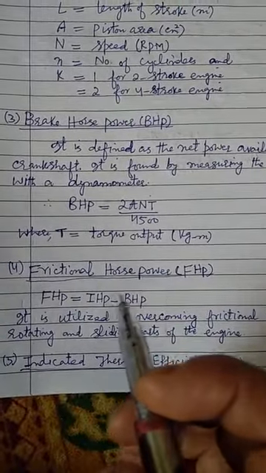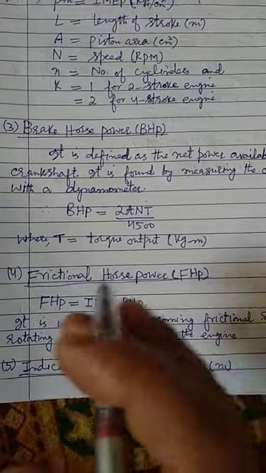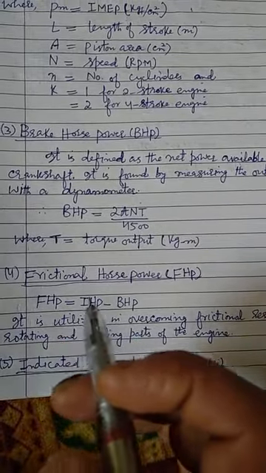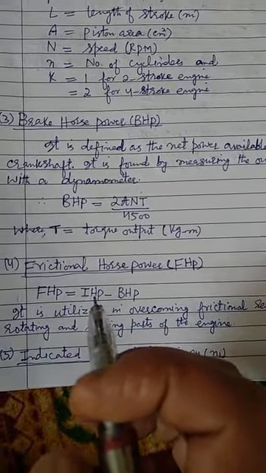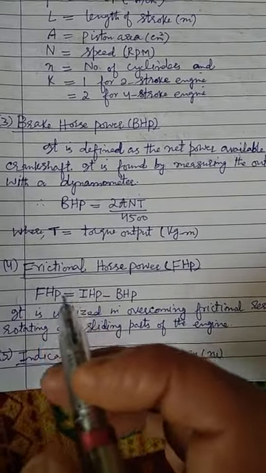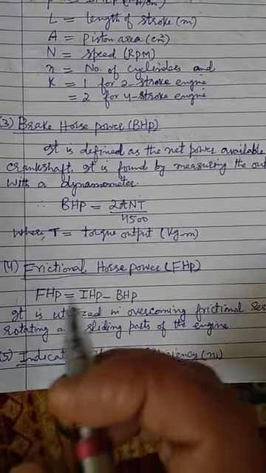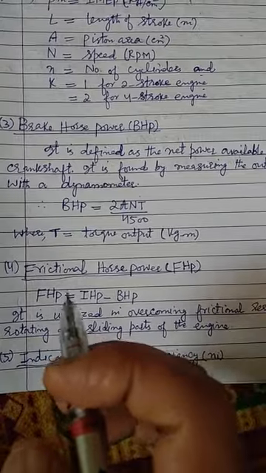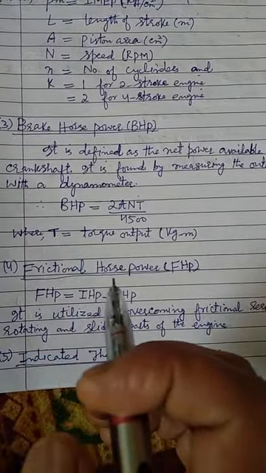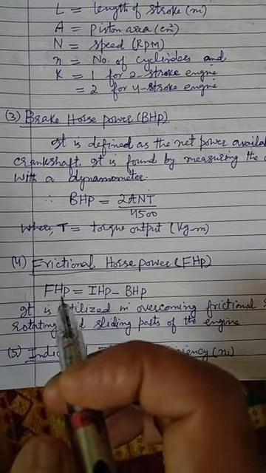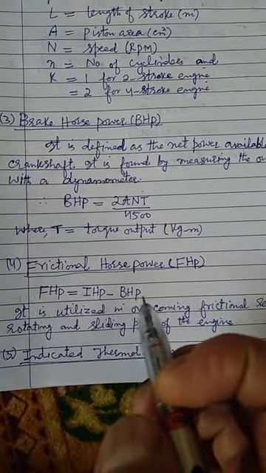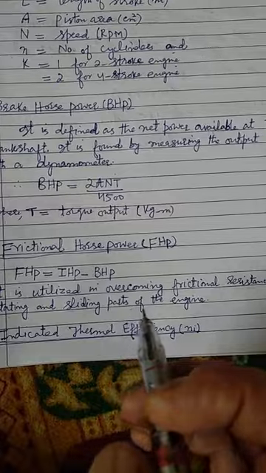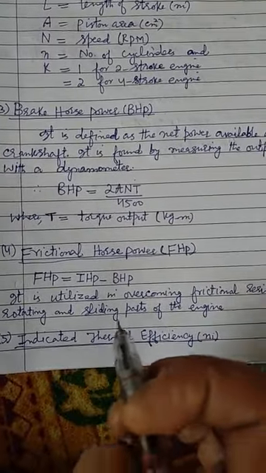So now let's move on. What is frictional horsepower? As I told you, there will be friction, and also wear and tear, between the moving parts in any engine, whether it is a diesel engine or a petrol engine. Because of this friction between the moving parts, there will be frictional losses in the form of heat. It is designated as FHP and it is equal to indicated horsepower minus brake horsepower. So indicated horsepower minus brake horsepower gives you frictional horsepower. It is utilized in overcoming the frictional resistance of the rotating and sliding parts of the engine.